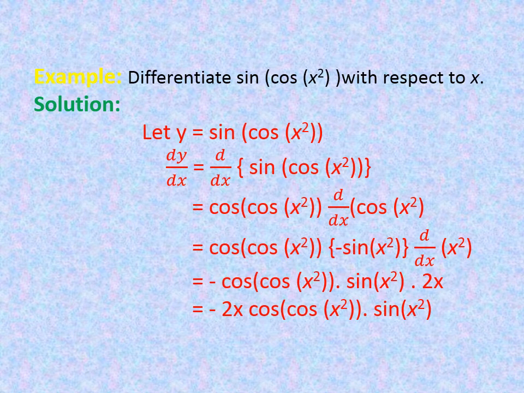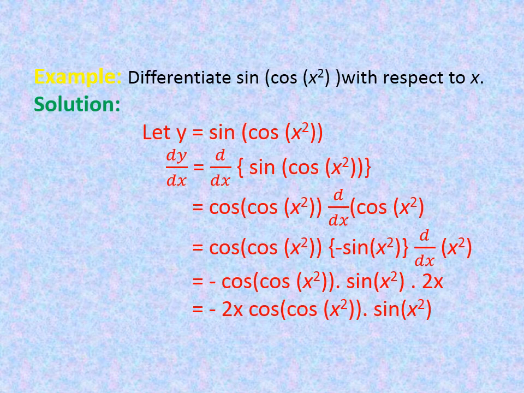So let me explain one more example. Differentiate sine(cos x square) with respect to x. Now you can see that there are three functions. One is sine, second is cos, third is x square. Yes, sine, then cos, then x square. So by chain rule we have to first differentiate sine, then we have to differentiate cos, then we have to differentiate x square. It's that simple.